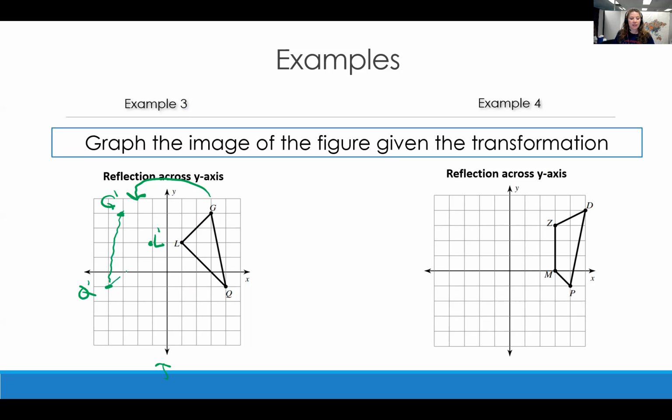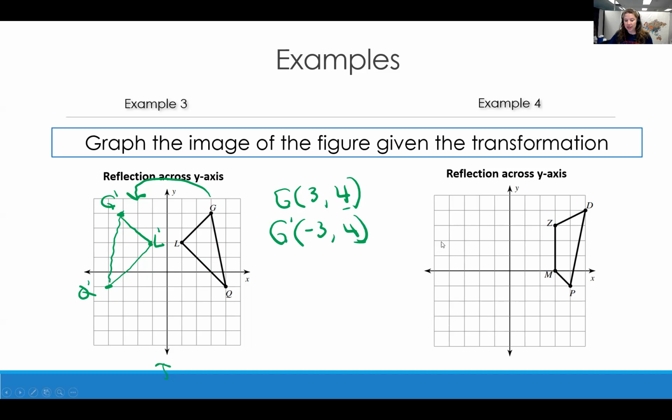So when we connect the dots, we will get a congruent figure that is a mirror image. And then let's look at those rules. So let's take the original G. The original G was at 1, 2, 3, 1, 2, 3, 4. And then when we reflected it over the y-axis, G prime is now -3, +4. So our x value changed signs and our y value stayed exactly the same.